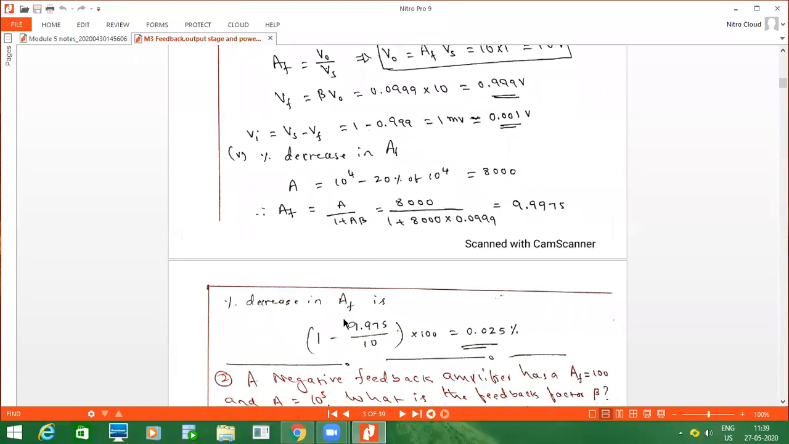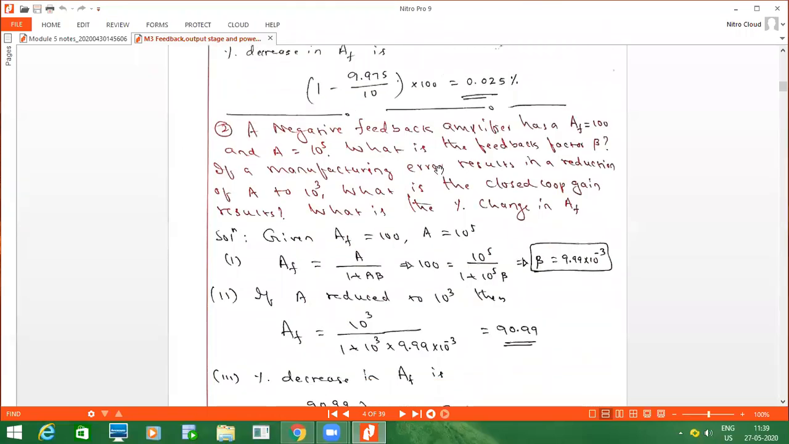If I want to calculate the percentage of change, this is delta Af divided by Af. Delta Af divided by Af: 1 minus 9.975 divided by 10, into 100, gives 0.025% change when I change the gain of an amplifier. Is it clear? So this is one type of problem. We will see a similar type of another problem.